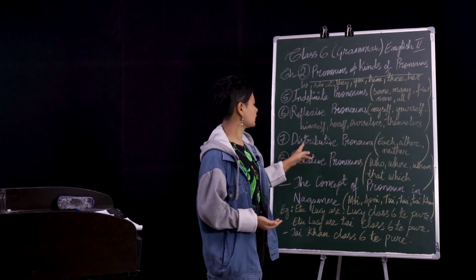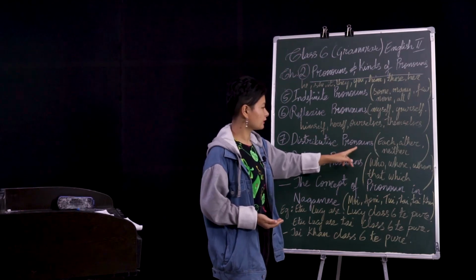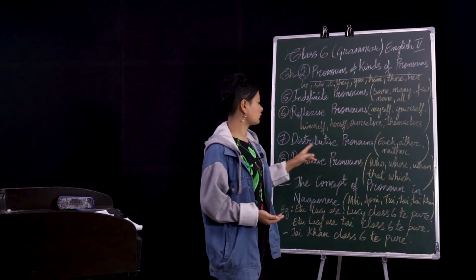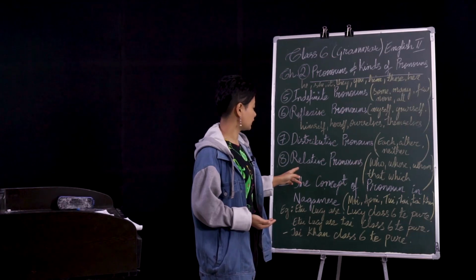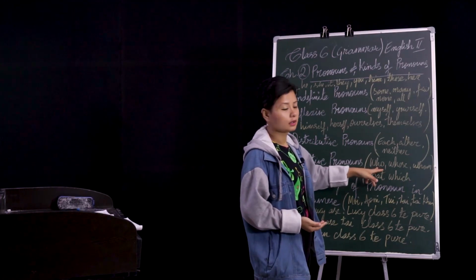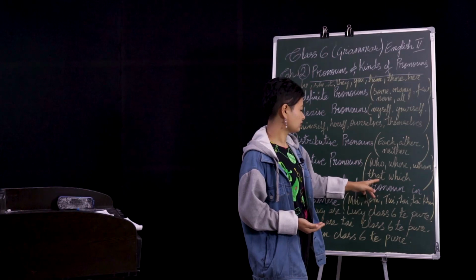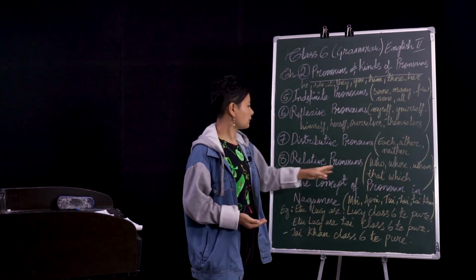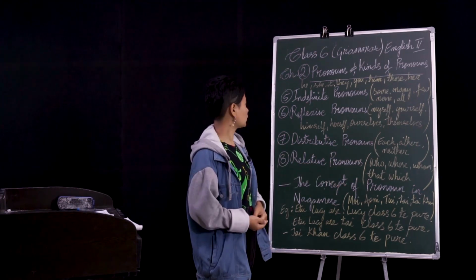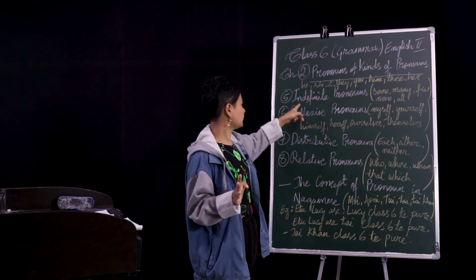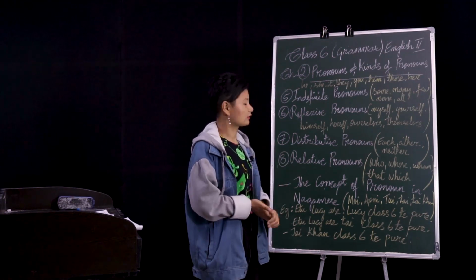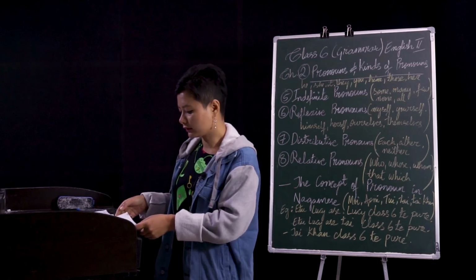And the 7th one is distributive pronoun. Under this, words like each, either, and neither will come under distributive pronouns. And then the last one is relative pronouns. Here some of the examples are who, whose, whom, that, which. So these are some of the examples that come under the category of relative pronouns. So today we will do 4 kinds of pronouns, that is indefinite, reflexive, distributive, and relative pronouns. So let us try to understand all the 4 one by one.